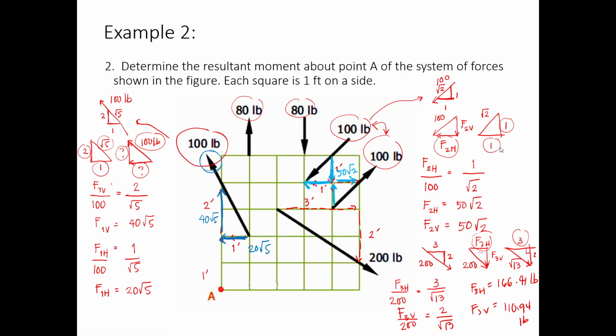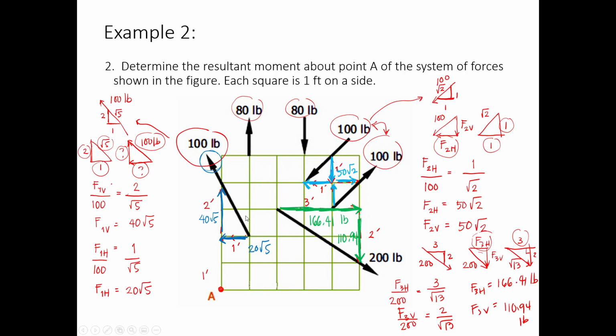So if we try to draw the component forces, this is the horizontal component of the 200-pound force. Then this is the vertical component of the 200-pound force. So the value is 166.41 pounds for the horizontal. For the vertical, that's 110.94.